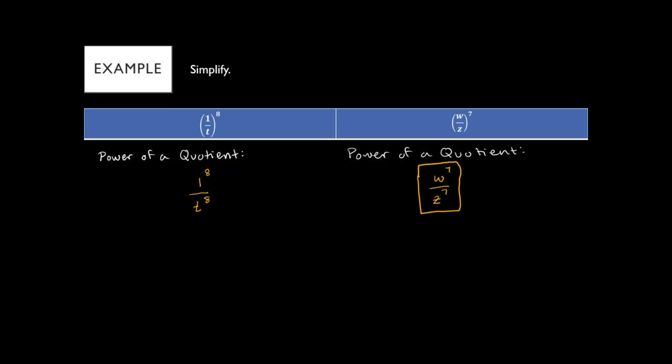On the left, however, I can simplify 1 to the 8th. So 1 to any power is equal to 1. It doesn't matter what that exponent is. If I use n, whatever, it's equal to 1. I can actually make that a box: 1 to a box is equal to 1. So we would write this as 1 over t to the 8th.